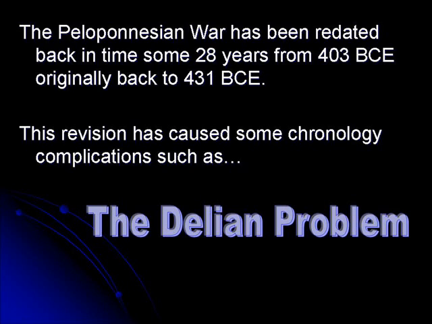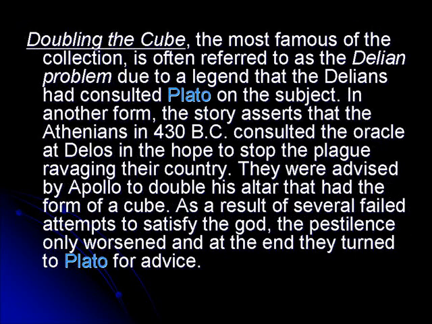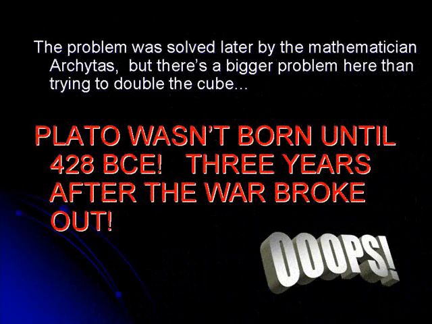One of the problems is the Delian problem. This is a math problem that came up where a plague broke out during the war, the first year of the war in 430 BCE, and they consulted Plato regarding this. This is a little reference to Plato being consulted in 430 BCE to try and stop this plague. If you want to stop the tape and read that in detail, you can, but there's a little problem here because Plato wasn't born until 428 BCE, so this is 3 years after the war broke out that he would have been born, and now he's being consulted, so something's wrong here.